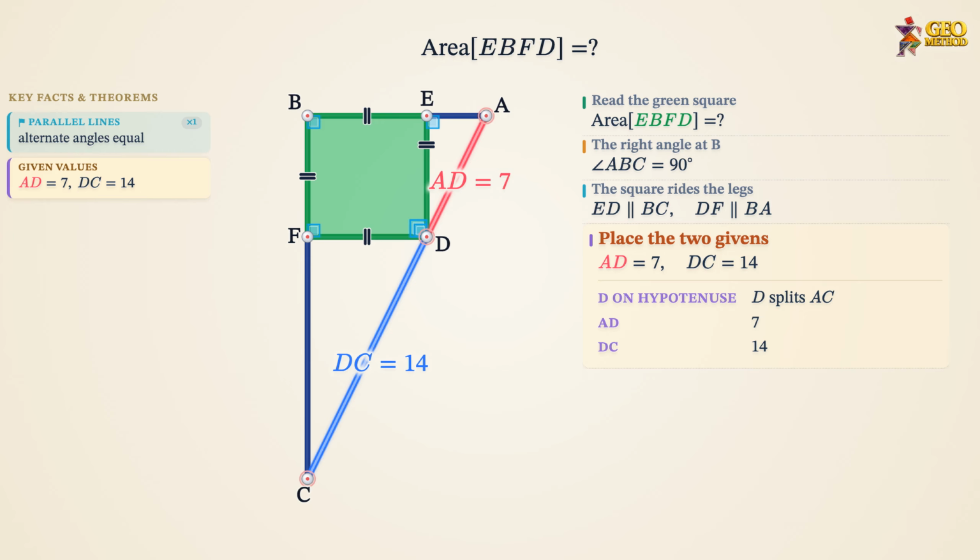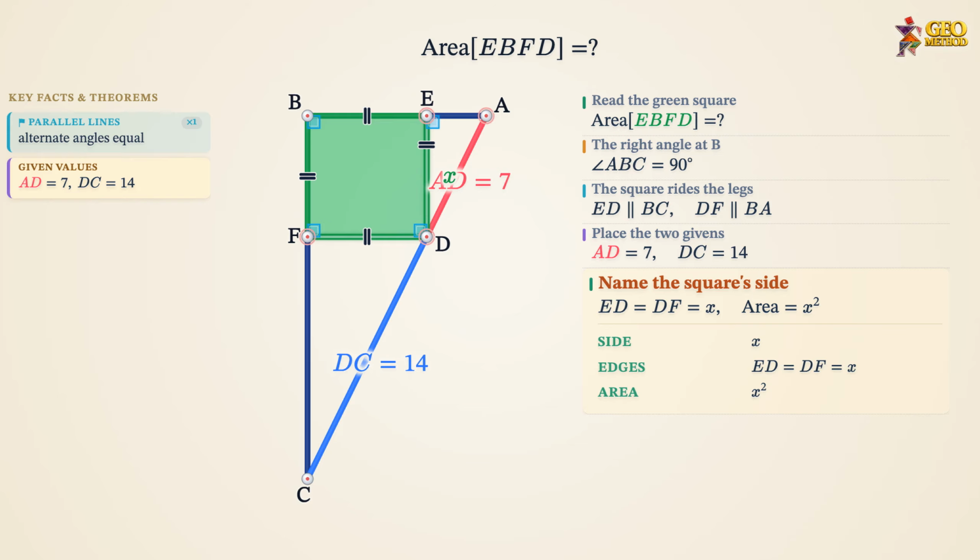The far corner D of the square lands on the hypotenuse segment AC, cutting it so that segment AD is 7 and segment DC is 14. These two lengths are the only numbers we are handed, so the whole solution must flow out of them.